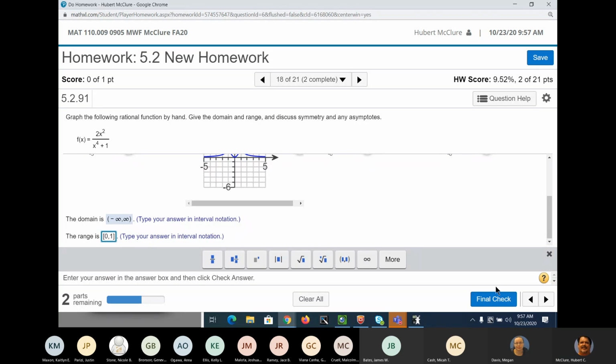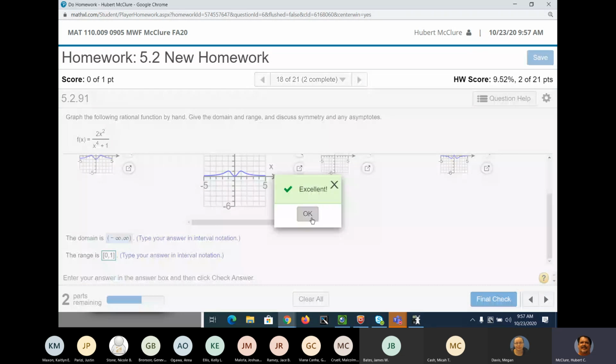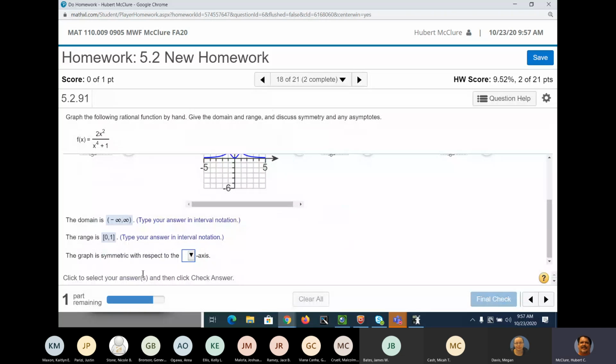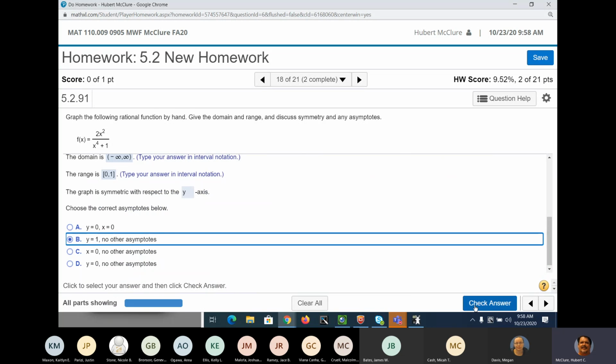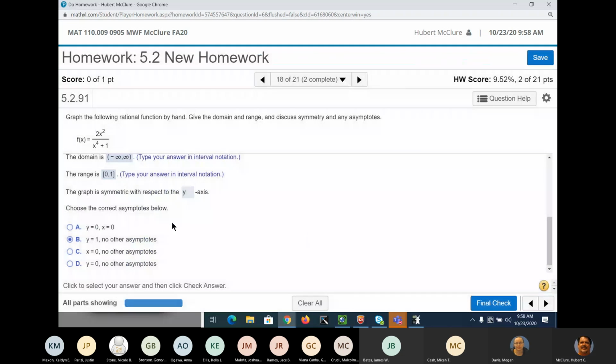Delete. Yep. The graph is symmetric around the y-axis. Okay. Choose the correct asymptotes. Y is equal to 1. Well, actually, positive and negative 1. I would say that one. No. Choose the correct asymptotes.